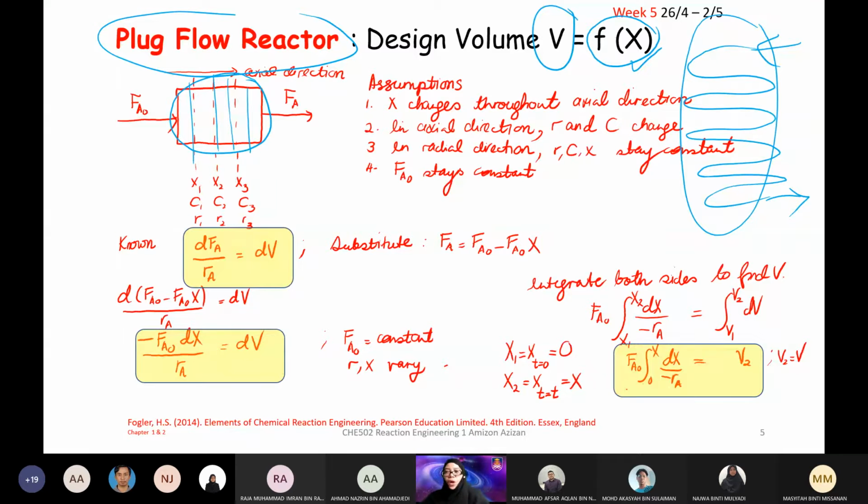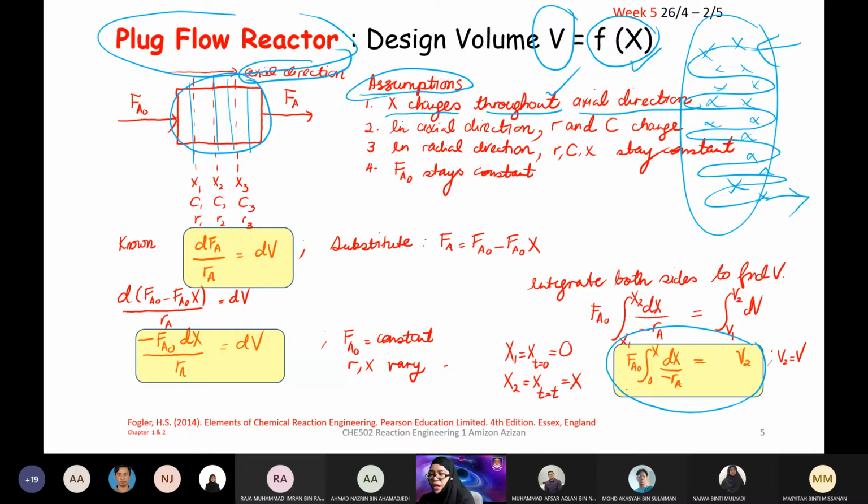But there are a few things that you have to note, especially the assumptions, which are critically important when we want to simplify the equation to the final equation. As you see from the list of assumptions, the x changes throughout the axial direction. Definitely the x increases from the inlet till the end.